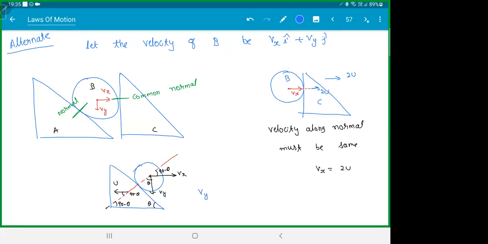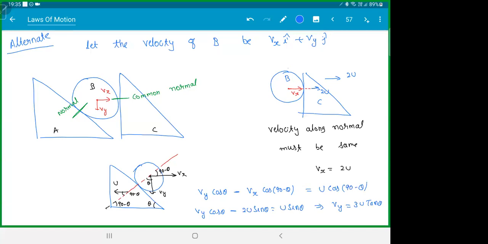So this would be Vy cos theta minus Vx cos 90 minus theta, because Vy, Vx both belong to the same body. So Vy's component, Vx's component in this direction should be equal to the u component, which is u cos 90 minus theta. So this would be Vy cos theta, and Vx I know is 2u sin theta is equal to u sin theta. So I get Vy is equal to 3u tan theta. There.